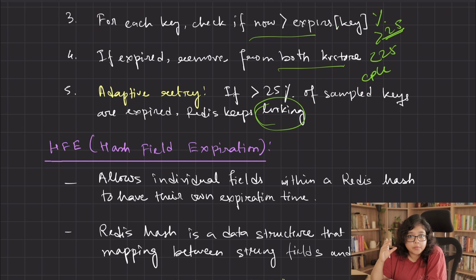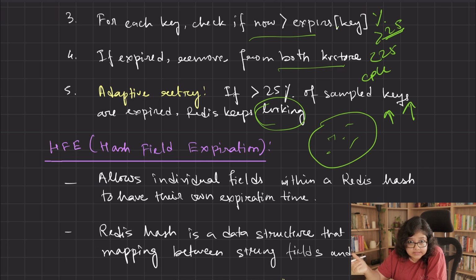This behavior is based on probabilistic reasoning. If a sample is large enough and random enough, in that case, the sample reflects the original behavior of the actual dataset. That means if the sample is having a higher percentage of expired keys, then it strongly indicates that the actual dataset has a higher percentage of expired keys.